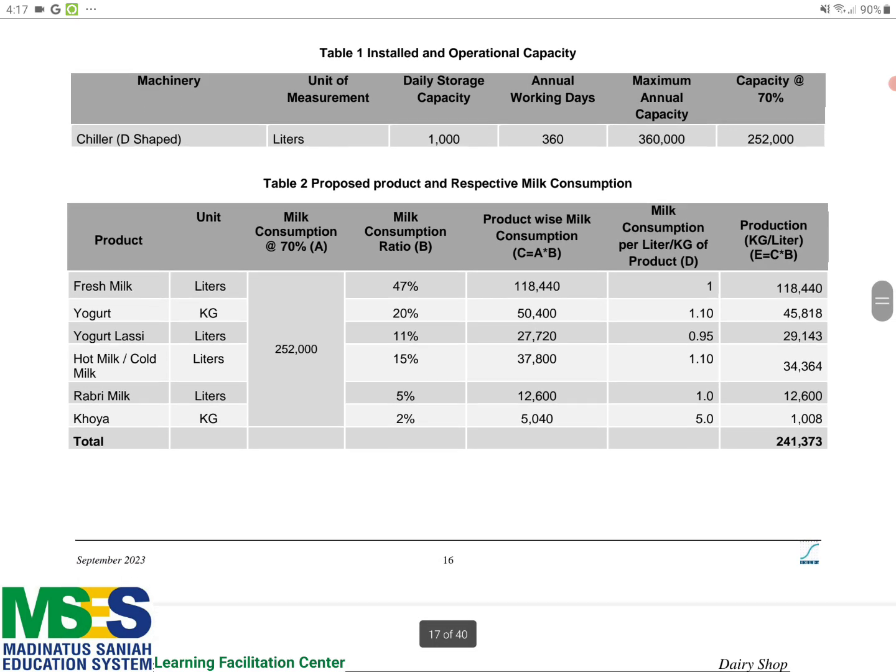So this is only milk. The chiller only keeps milk, but you have other options as well other than fresh milk. You have yogurt. You don't need to keep the yogurt in the chiller, and lassi and rabdi and khoya and so on. You don't need to.